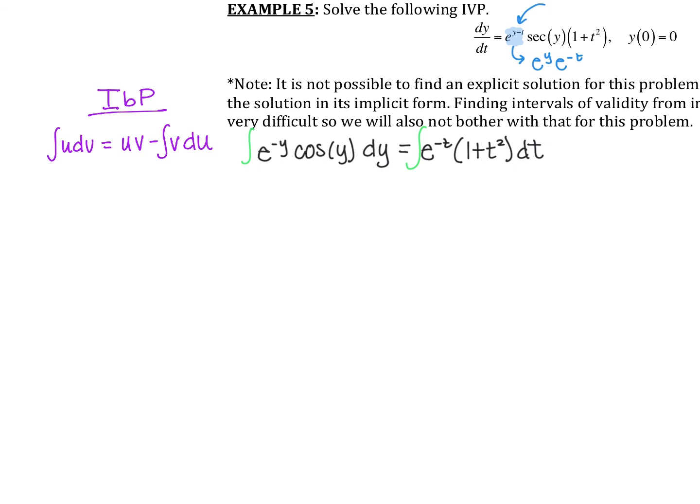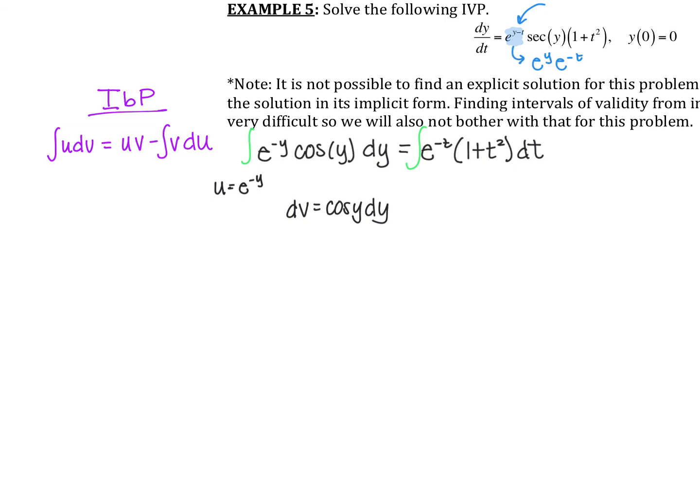Okay, I'm going to let u be e to the y. So I'm going to do this first one. Either way, I'm going to do, sorry, e to the negative y. I'm going to let u equal e to the negative y, and I'm going to let dv be the cosine of y dy.